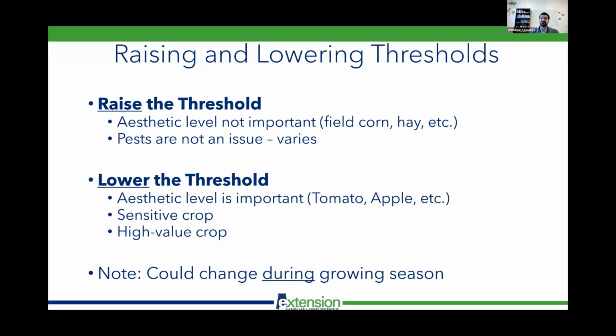Alternatively, some factors that lower the threshold: if aesthetic level is important, so if we're looking at tomatoes, apples, most of our fruits and vegetables, floriculture, those are all going to lower the threshold because that aesthetic level is vital. If we have a highly sensitive crop or a high value crop, those are going to lower the threshold. Important to note that these are all things that could change during the growing season. You might start with a crop that has a high price that goes to a low price or vice versa. So it's important to consider how these can all change as we go throughout the year.